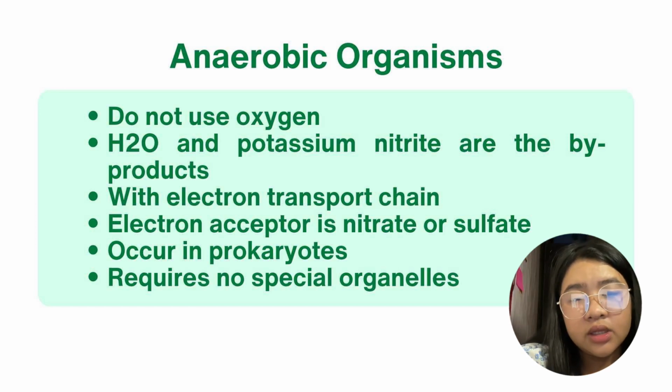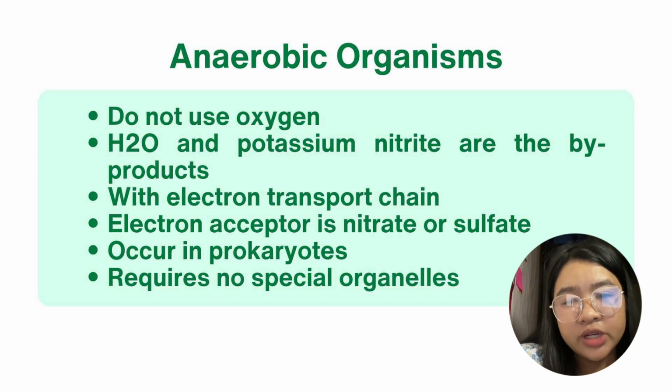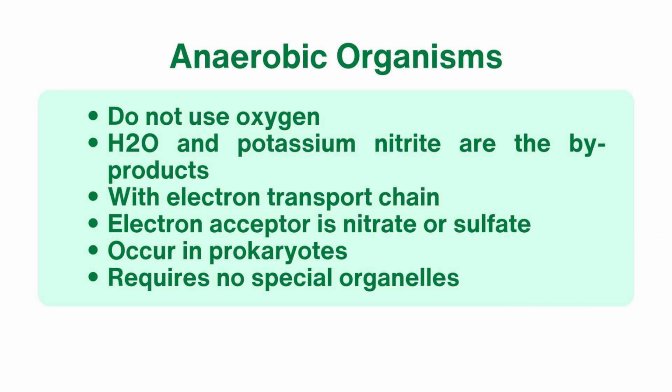Number 2, H2O and potassium nitrite are the byproducts. While aerobic organisms only have H2O as the byproduct, anaerobic organisms have H2O and potassium nitrite as the byproducts. The metabolic pathway of anaerobic organisms results in the production of water, or H2O, and potassium nitrite. So these byproducts provide insights into the chemical transformation occurring during anaerobic respiration.